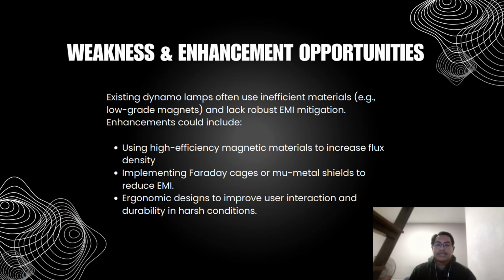For weakness and opportunity for enhancement, many current lamps use low-grade magnets and bad coil design, making them inefficient. Also, EMI shielding is often completely neglected. Here's what we propose to address this problem. First, use highly efficient magnetic material to improve energy conversion. Secondly, introduce Faraday cage or mu-metal shielding to control EMI. And lastly, redesign the lamp for ergonomic use and rugged durability in outdoor or emergency settings.